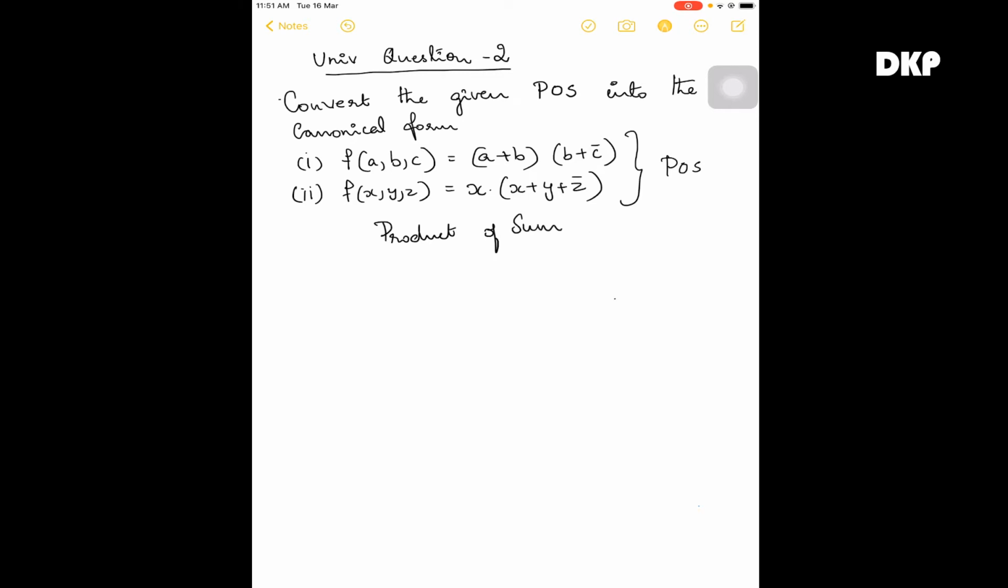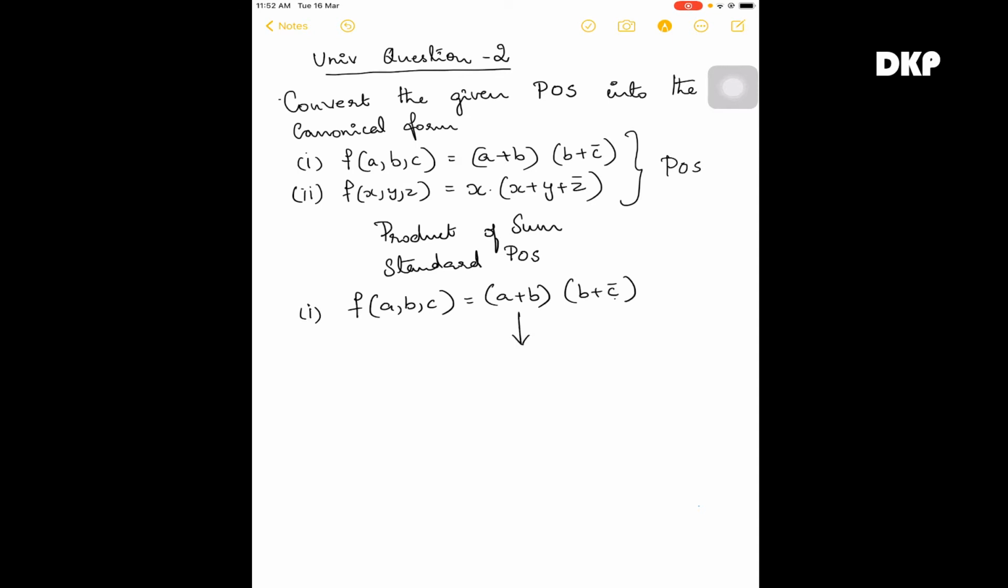You have to convert this expression into canonical form. Canonical form means standard POS. Canonical form is also called standard POS. Standard POS consists of all the literals in its true form and complement form. So here, in the first sub-question, the literals are A, B and C. The first term here is A plus B. Second term is B plus C bar.